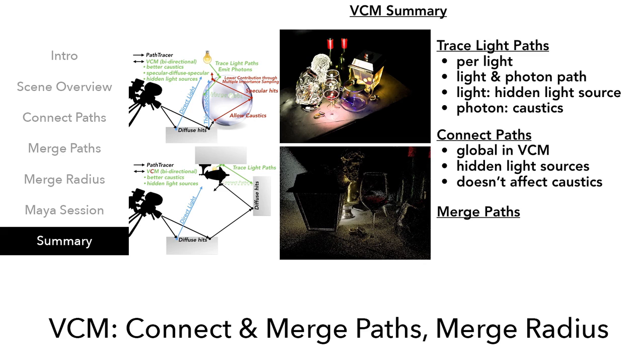And the merge paths, just like the connect paths, are global in the VCM. These are really good for caustics, and we saw them in the last class in a combination of trace light paths with merge paths, but now we separated them out and just called merge paths, and we saw that we didn't get those sharp caustics. So it doesn't really affect our hidden lights, it's mainly our caustics. So that's a summary of all the different combinations with these three features, both in the lights and the integrator, and mixing and matching between them all.